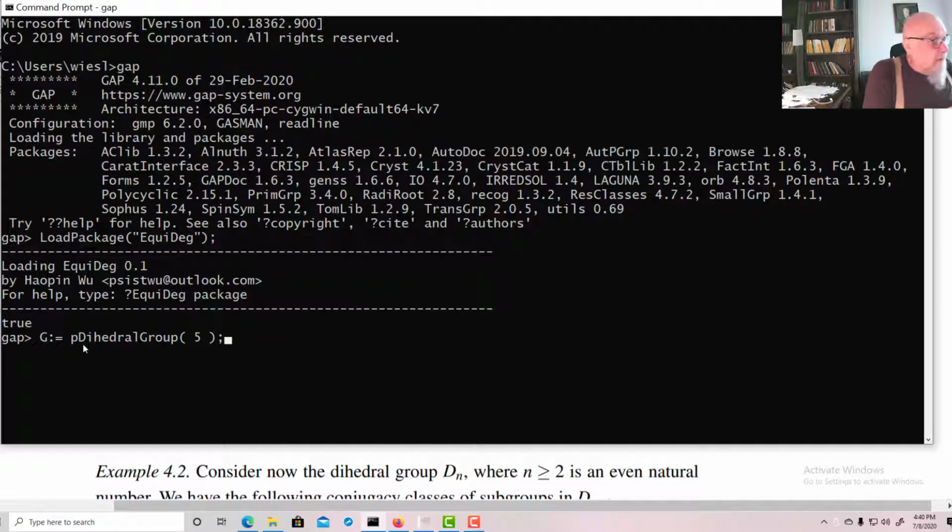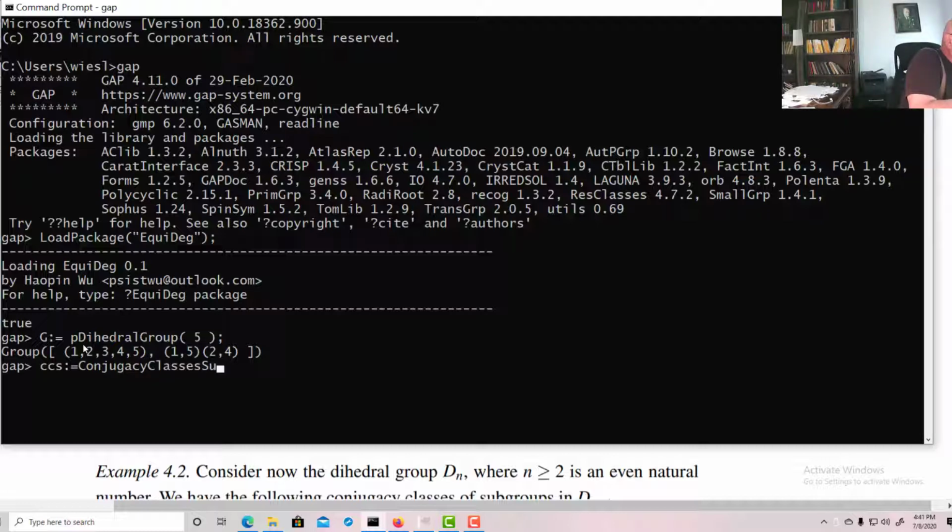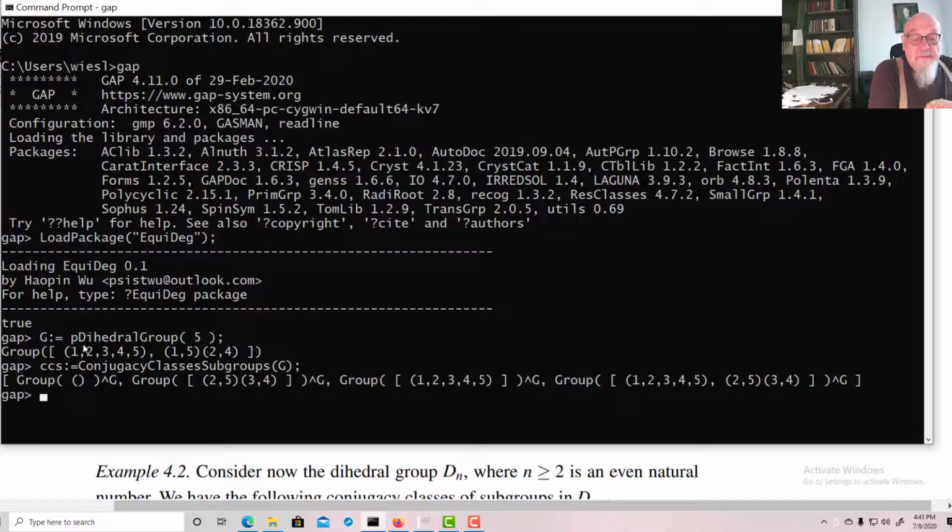Let me check. Okay. Dihedral. We have the dihedral now. So now the next thing is we need the generators of the Burnside ring. So this is CCS, the conjugacy classes of the subgroups of our G. So we have the notations. Oh, we got it. Very good.